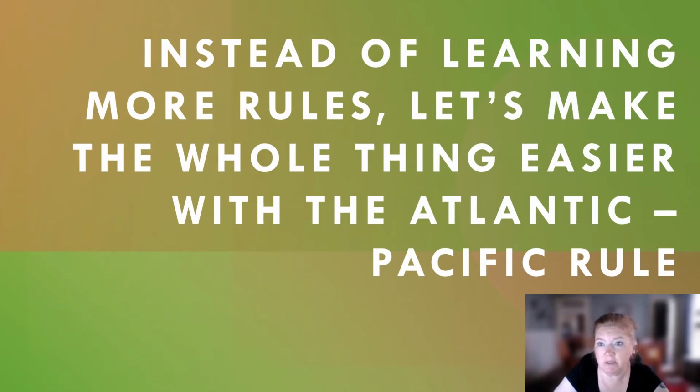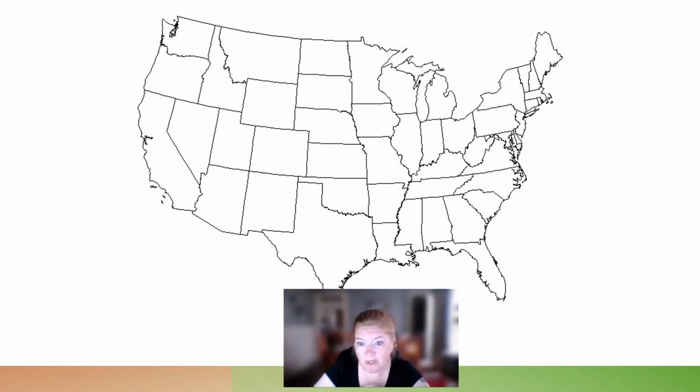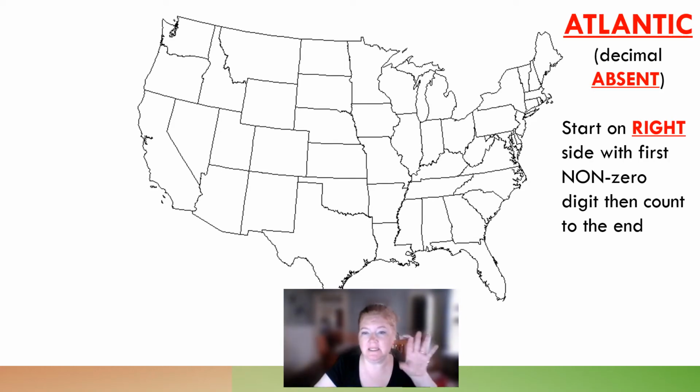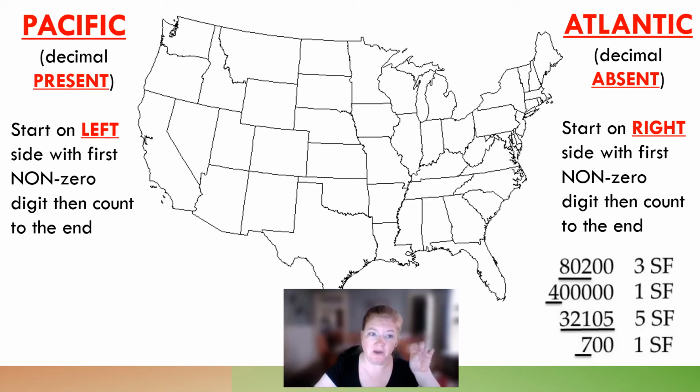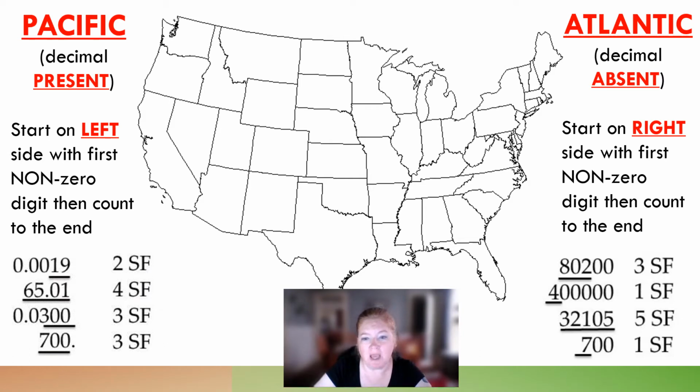It's called the Atlantic-Pacific rule. So here's a quick little outline of the United States. The Atlantic side is on this side. The Pacific is going to be on the other side. So when you are counting significant figures, if there is no decimal point, so here, let me show you this. Here's how you do it. You go across like this, no decimal, no decimal, no decimal, no decimal. Oh, there was no decimal point. So now I'm going to backtrack and start counting this way. As soon as I get to a non-zero, start counting: 1, 2, 3 significant figures.